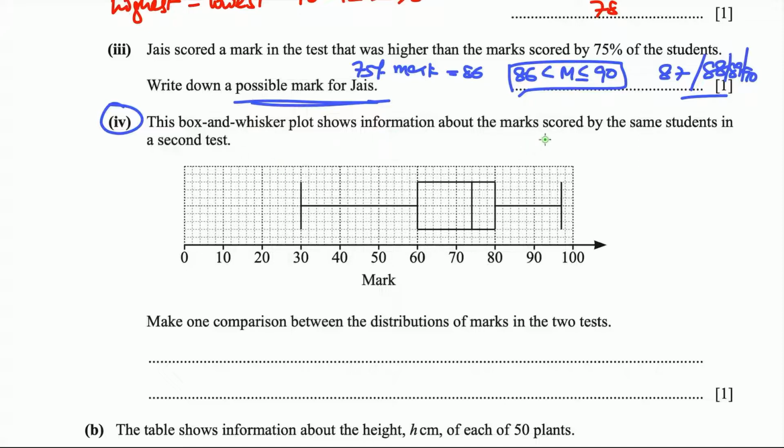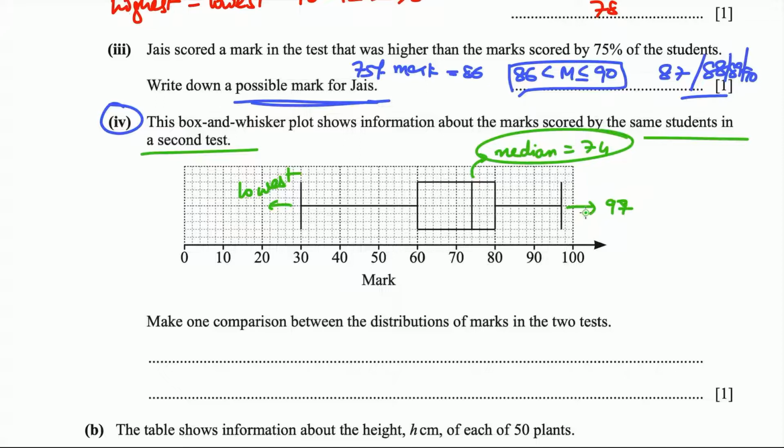The fourth bit: the box and whisker plot shows information about marks scored by the same students in a second test. So there is another test here. Make one comparison. Here we can see that the median is 74, the lowest is 30, and the highest is between 96 and 98. Let's assume that is 97. So we can see that the median is bigger and the range is smaller.